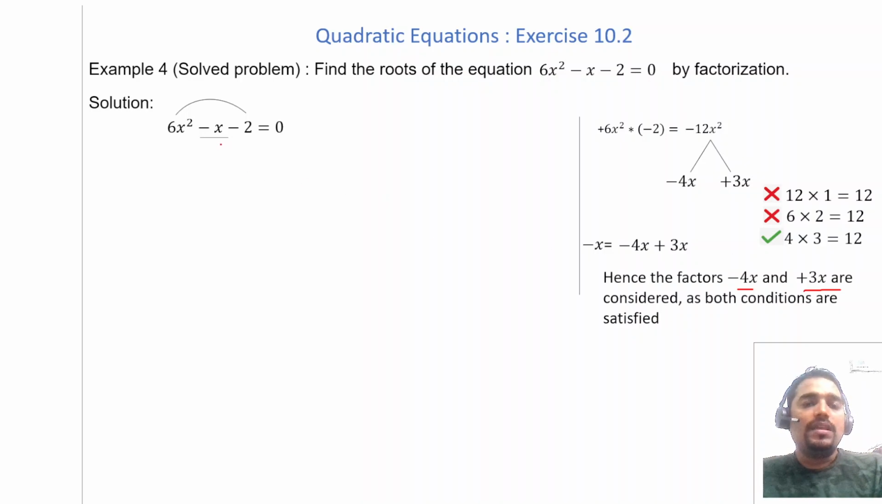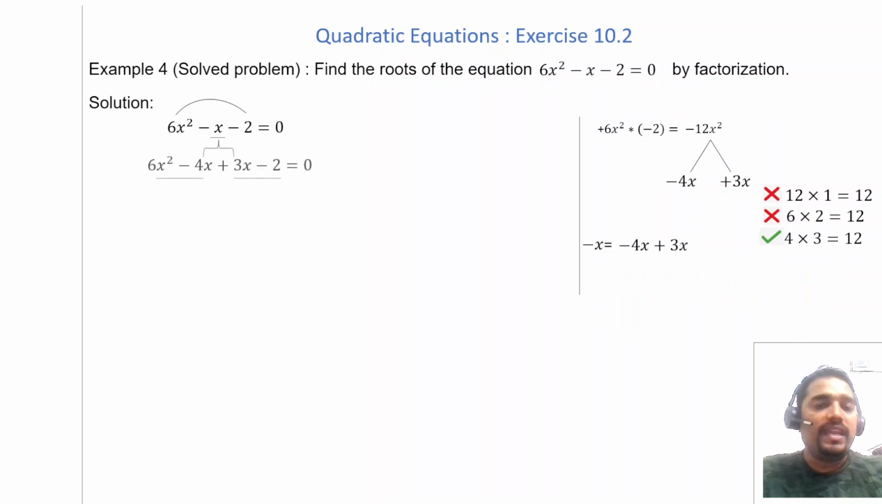Now coming back to the problem, once we have selected the factors satisfying both the conditions, the next step is to replace the middle term, which is minus x in this case, with minus 4x and plus 3x, which are the factors we selected earlier by checking both the conditions. Now we will have to check from the first term and second term what the common factor is. Out of 6x square and minus 4x, the common factor is 2x.